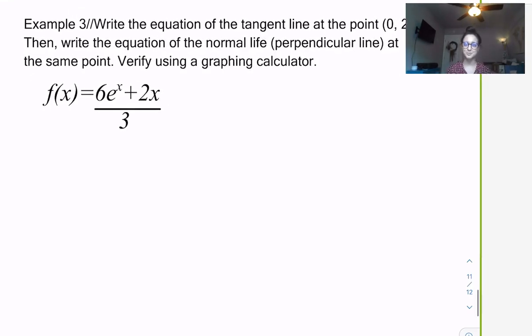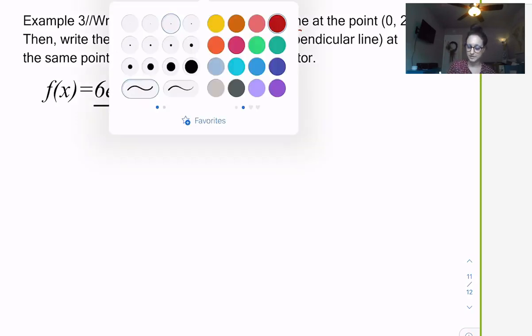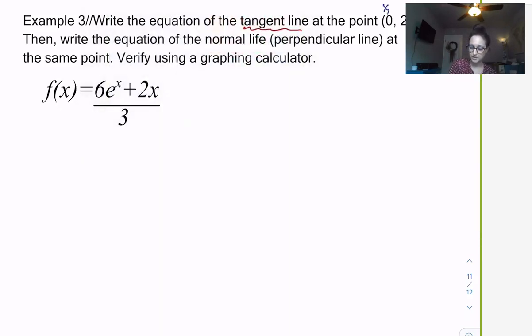All right, so for example 3, can you please write this f of x? And we're asked to write the equation of the tangent line, so as soon as I see that, I think, oh, point-slope form, okay? At the point 0, 2, so they've already given me x1 and y1, right? 0, 2. Then write the equation of the normal line, which is just another phrase for the perpendicular line at the same point, and then we'll verify with our calculators, okay?